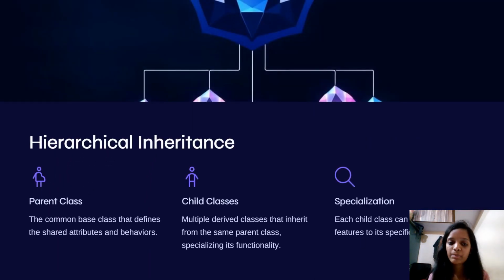Hierarchical inheritance. Parent class, child class, and we'll see the specialization. Parent class: a common base class that defines the shared attributes and behaviors. Child class: multiple derived classes that inherit from the same parent class, specializing its functionality. The specialization of a hierarchical inheritance is each child class can tailor the inherited features to its specific needs.